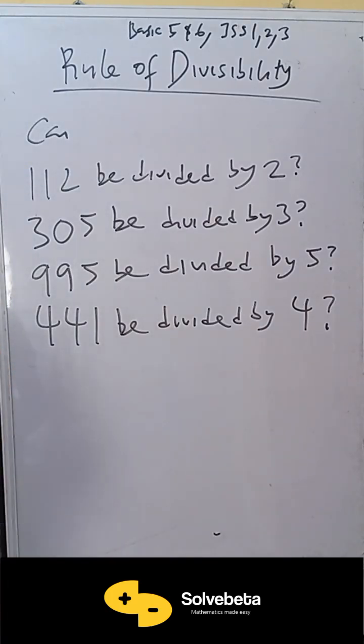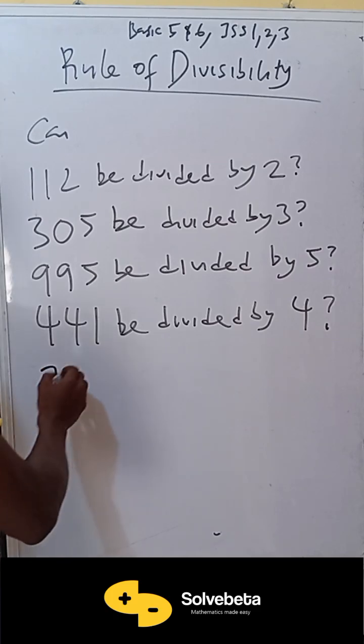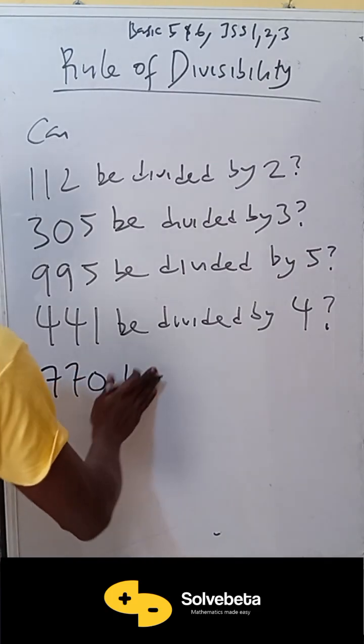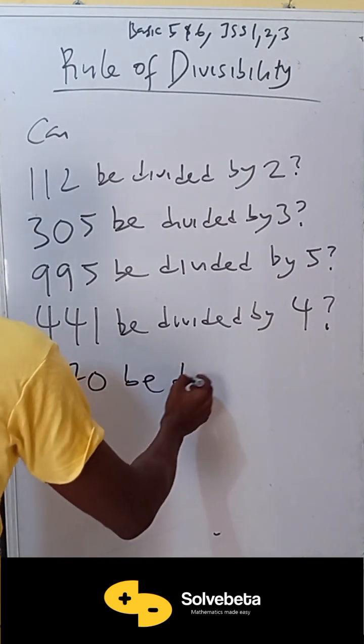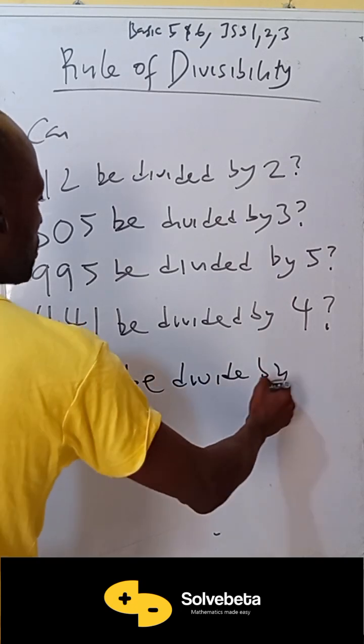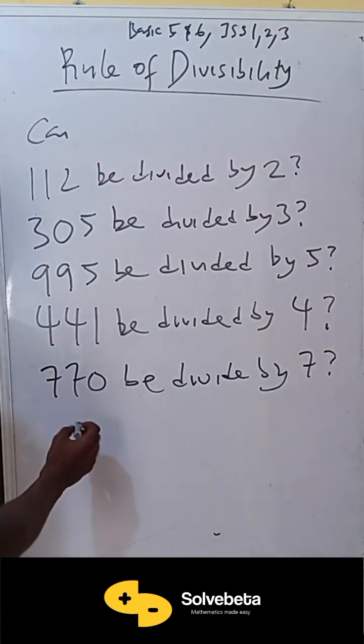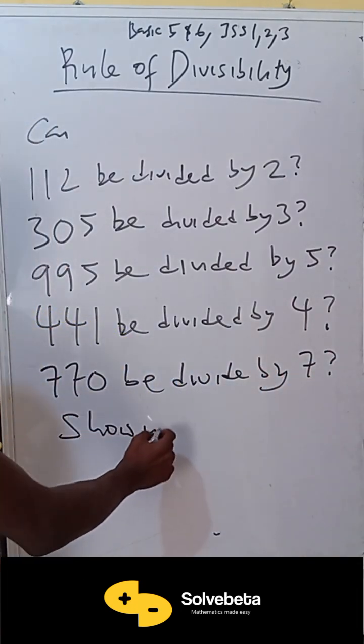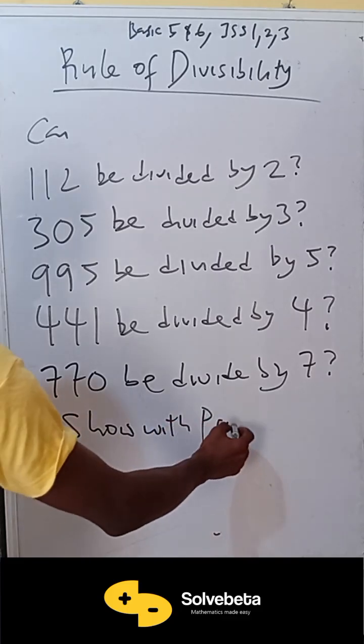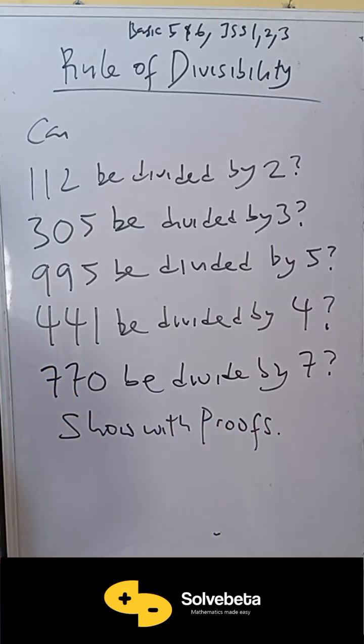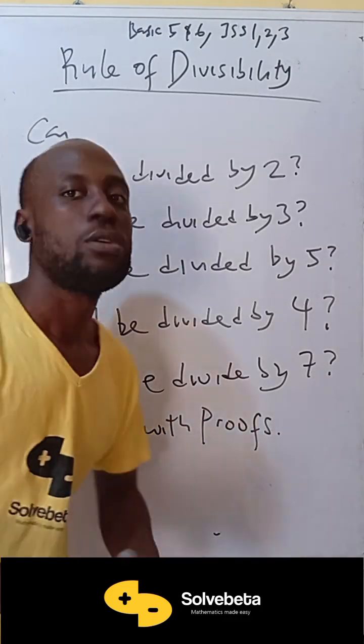Okay, I just read it for 7. Can 770 be divided by 7? Show with proofs. Show with proofs.